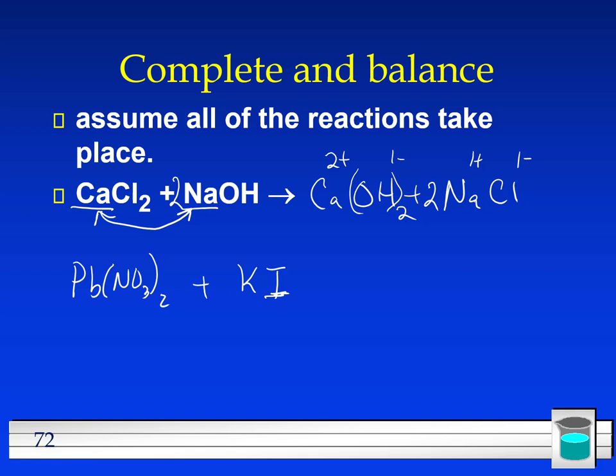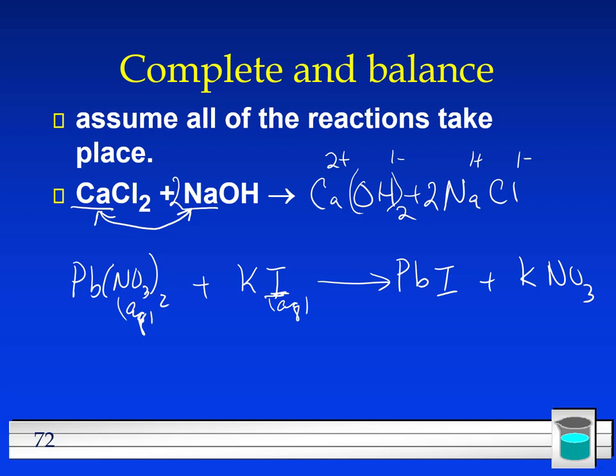So that was what those 2 clear solutions were. They were both aqueous. You didn't see lead nitrate or potassium iodide because they were dissolved in the water. What are we going to make? Well, the positive pieces are going to change place, so lead starts out next to nitrate, so lead is going to end up next to iodine. Potassium starts off next to iodine, it's going to end up next to nitrate.